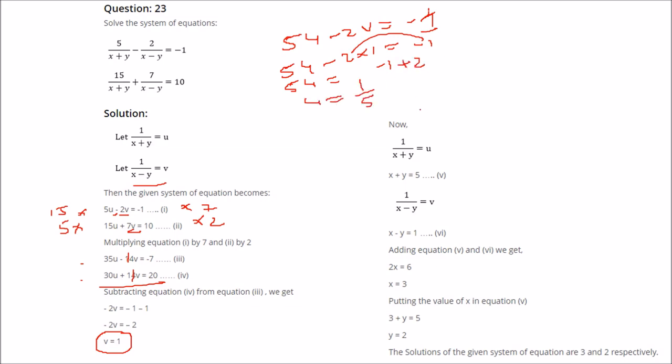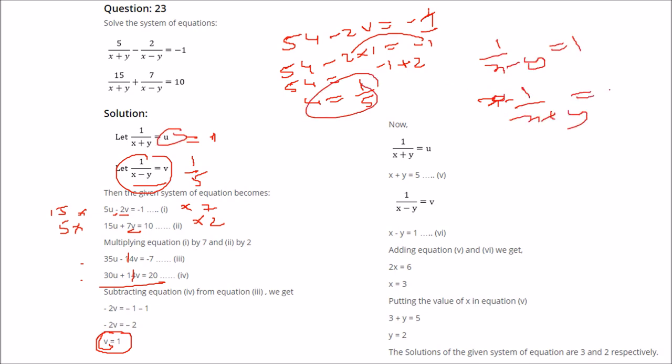Okay. Now 1 by 5 is there. Now you have assumed 1 by x plus y to be u. So 1 by x plus y will be equal to what? It will be equal to 1 by 5. And 1 by x minus y will be equal to what? It will be v. So 1 by x minus y equal to 1, and 1 by x plus y, that is u, is 1 by 5. So x minus y equal to 1 and x plus y equal to 5.